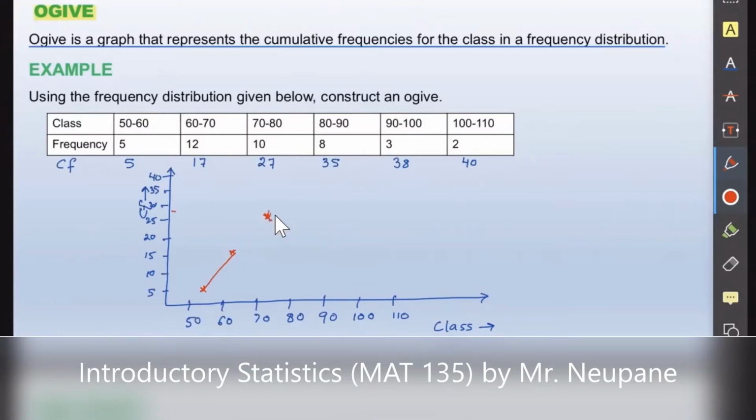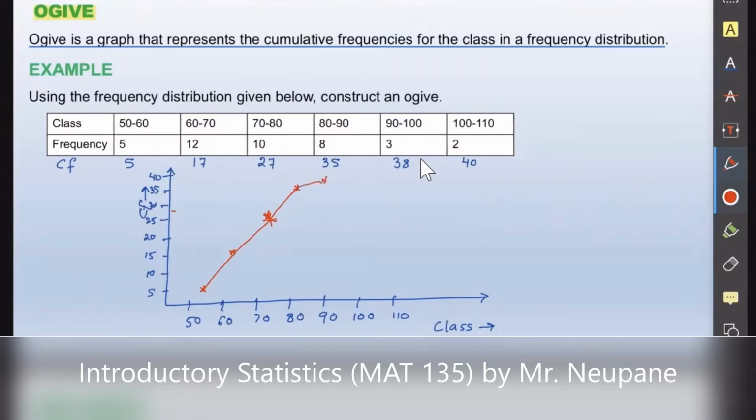Can you see that? Going like that, it's continuously increasing. It may or may not be a straight line. It will not be a straight line, but it is continuously increasing. The next one is 35. So for the next class, 80 to 90, it is 35, which is right there. You can see it is not exactly a straight line, but increasing, right? And then 38, a little bit above that.